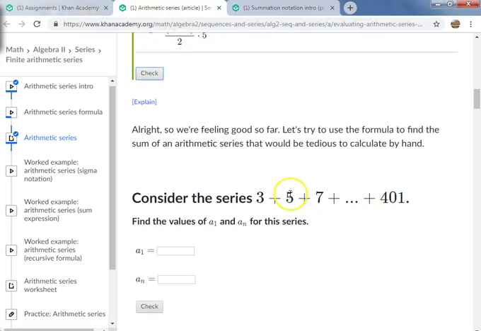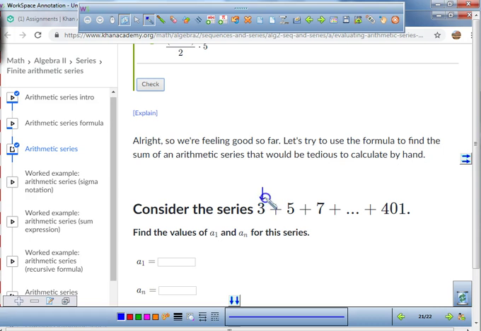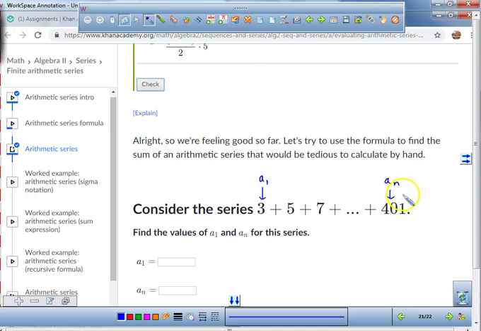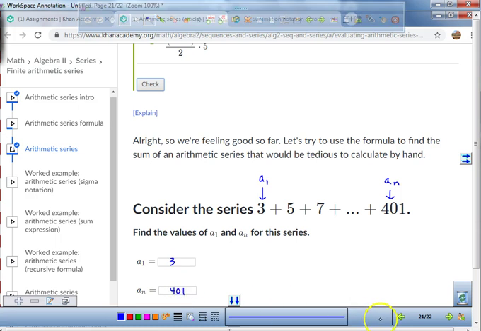All right. So the first thing we're going to do, we're going to put a little arrow right here. You're going to call that A1, which is our first term. You're going to put a little arrow right here. You're going to call that our last term. We don't know what it is, but that's our last one. Put A subscript N. There we go. So we already know our A1 value is 3, and our AN value is 401. So that's the first thing we're going to do.